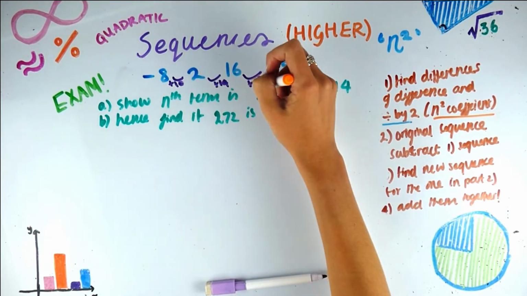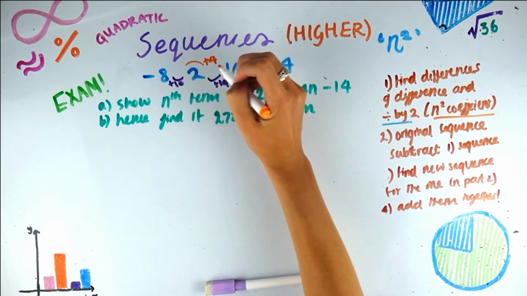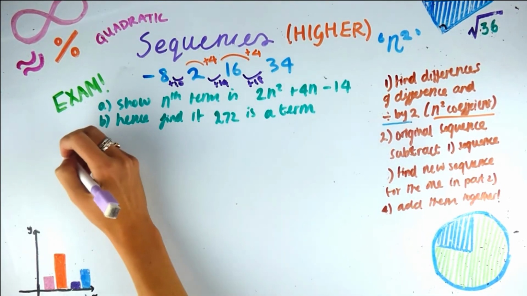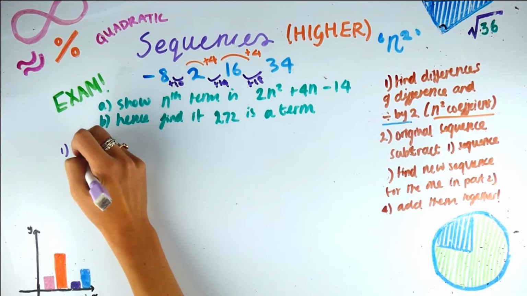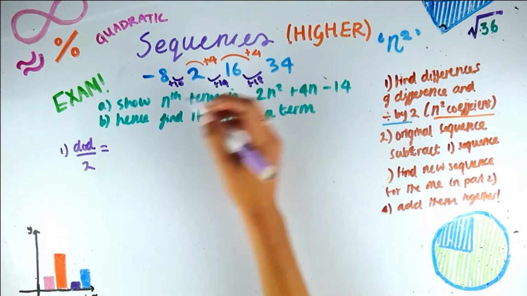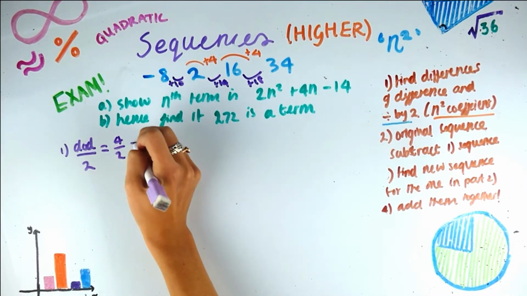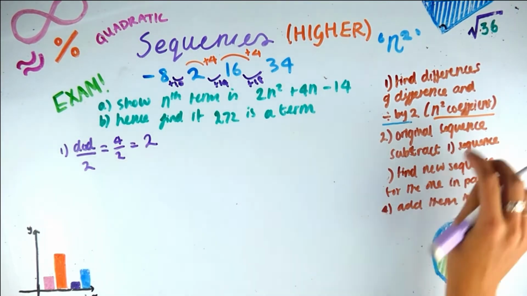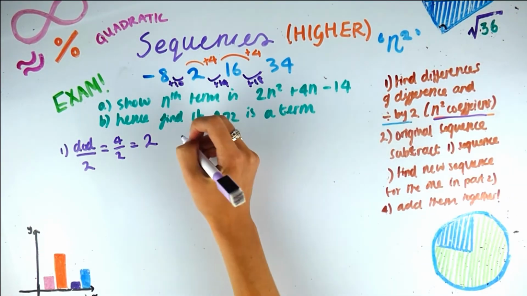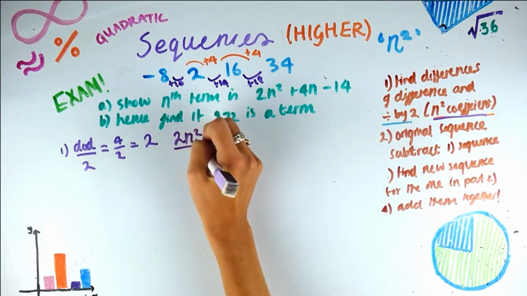We've gone 10, 14, 18, so we're adding 4. So part 1, we take the difference of the differences and we divide them by 2. Difference of the differences is 4, divided by 2 is 2. And this becomes our n squared coefficient, so we know we're going to have 2n squared.